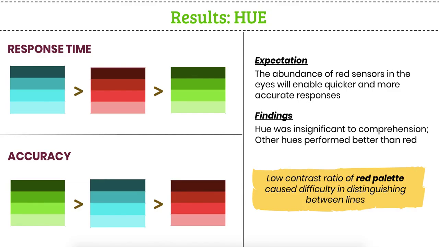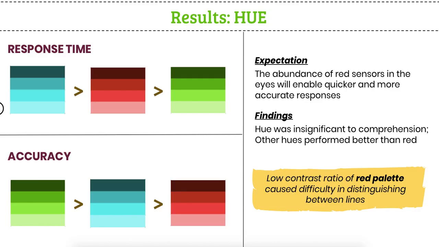The results of the experiment showed that the blue monochrome palette had the best performance in terms of reaction time and comparable performance with green in terms of accuracy. The red resulted in the worst performance in terms of reaction time and accuracy. This only means that participants were able to see the difference in slope better when the blue palette was used.